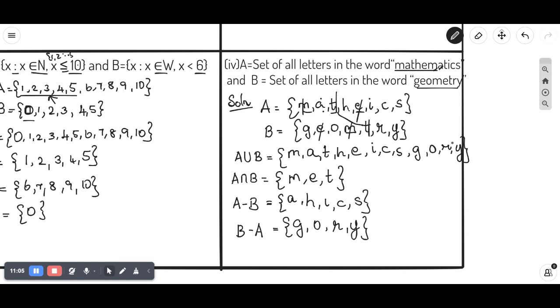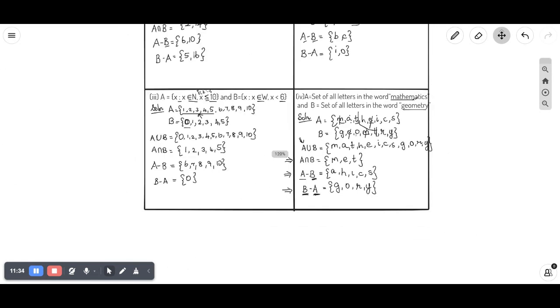So the final conclusion will be: A union B, write all the elements of A and B. A intersection B, write only the elements common to both sets, the intersecting set. A minus B means write the elements of A, while writing it exclude the elements of B. Don't write the elements of B. And in the same way, B minus A means write all the elements of B but remove the elements of A. So this is how we write the answers for the four operations asked over here.